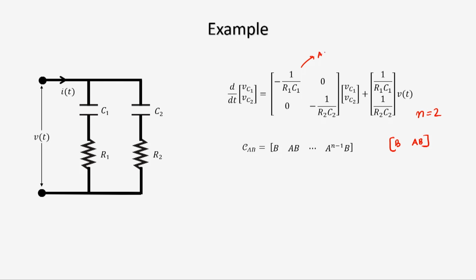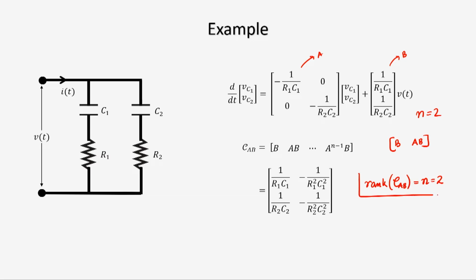So this is your A, this is your B. You can easily find what B and AB are. A multiplied by B will be this column, and this is your B. From here, can we say that the system is controllable? For the system to be controllable, we know that the rank of CAB must be equal to n, and n in this case is 2. For the rank of this matrix to be 2, both these columns must be linearly independent of each other. Good thing is that this is a 2 cross 2, a square matrix.